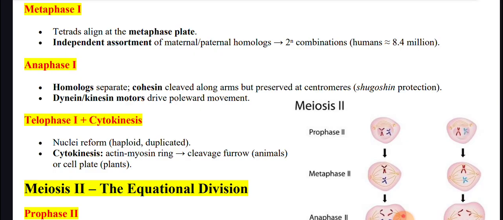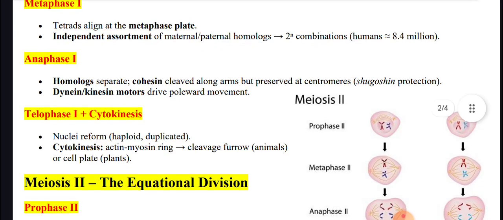It really does. Shugoshin specifically hangs out at the centromeres during meiosis I and shields the cohesin there from being cut by separase. This ensures the sister chromatids stay firmly joined together. They have to stay together for meiosis II to work properly. That's absolutely critical then. Shugoshin is the key to getting through meiosis I correctly. Non-negotiable for success.